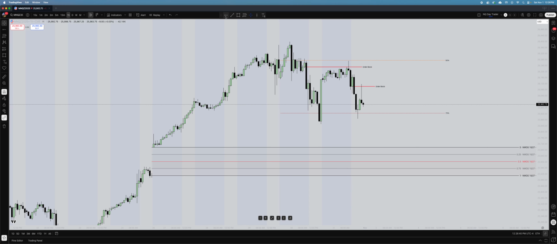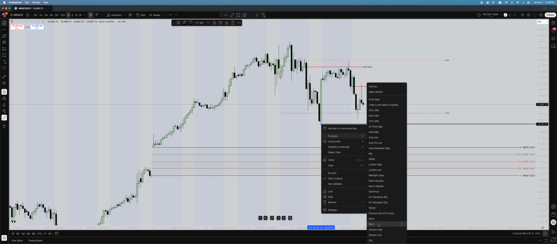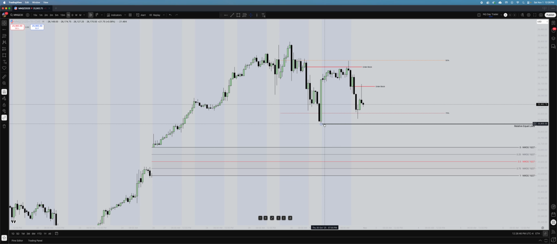Now, what do we have right here? We have this low and this low, relative equal lows. That is a draw on liquidity, always. It's always a draw on liquidity. Plus, we have the new week opening gap below here. That is also a draw on liquidity. So, and you can also see there are bullish arrays that are being disrespected, right?